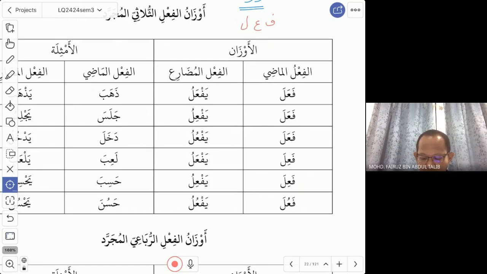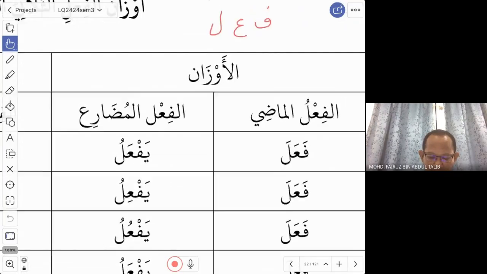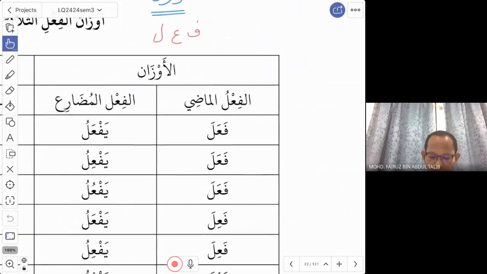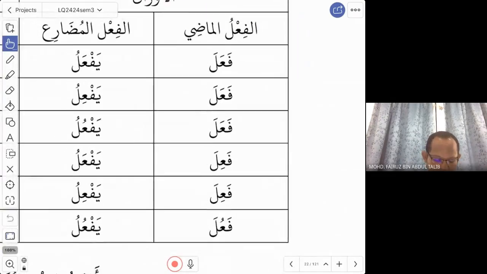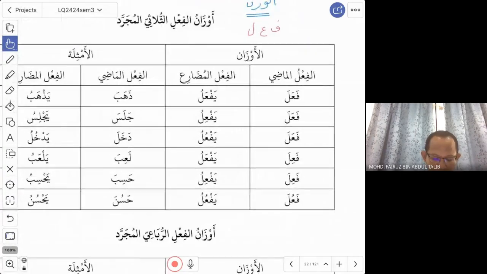The first one is fa'ala. Fa'ala, where you have a three-letter fi'il: three letters, fa, ain, and lam. As we have learned earlier, if it is three letters, it is always fi'lun mujarrad. And since it is three letters, we call it sulasi mujarrad. So these are the wazan for fi'il sulasi mujarrad. The first wazan for fi'il madi is fa'ala. And the example is here. These are the amthila, the examples.